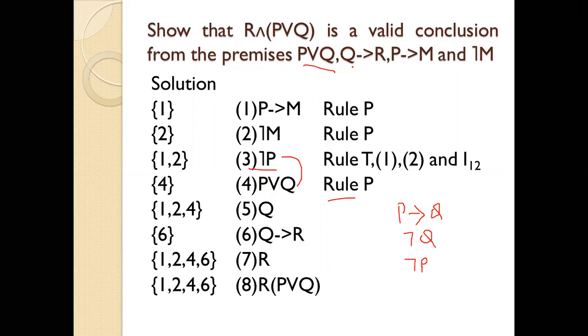And Q implies R is again rule P. This is rule P and this is rule T. Okay, so we have Q implies R. So using 5 and 6 we get R. Okay, so at the end we get R and P implies Q. Okay, using rule T. This is also rule T.